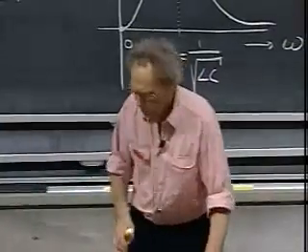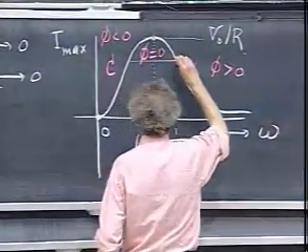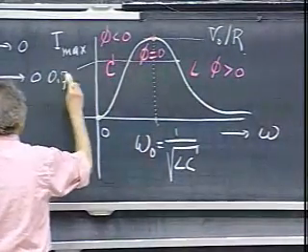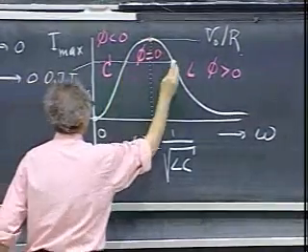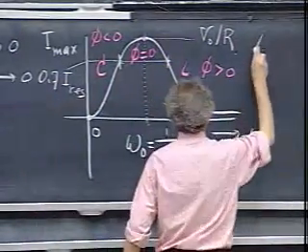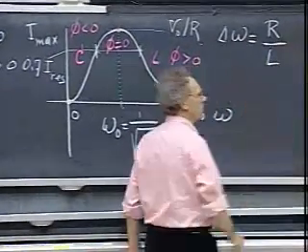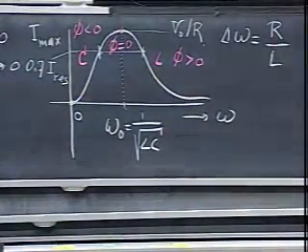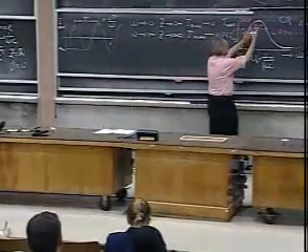We define at a height of 0.7 times the value at resonance, we define a width of this curve. And this width is given in terms of delta omega. And that width, and I will give you the answer without mathematical proof, it's not so difficult, but it's a little bit of a headache. That value is R divided by L. So the larger R is, the broader it becomes.